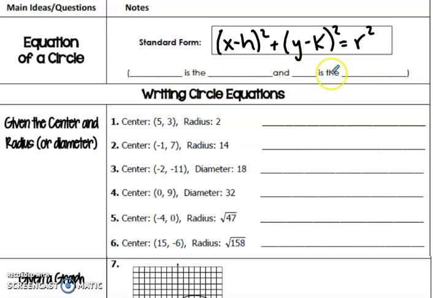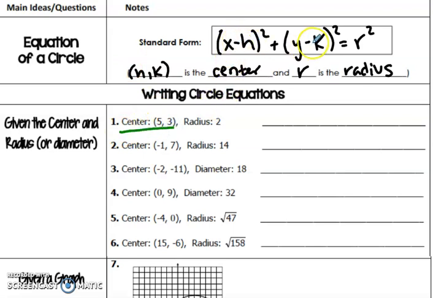Now, there's important key information in this. So h comma k is going to be the center of our circle. And then your r is going to stand for the radius. Okay? So in the first part of this, we are going to practice writing the equation of a circle given important key information. So looking at number 1, it gives you the center.